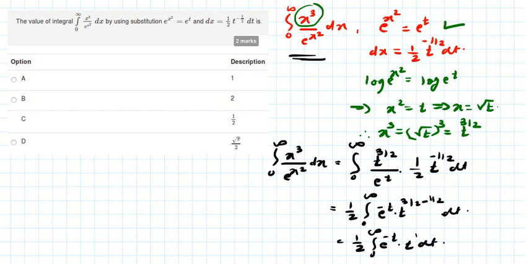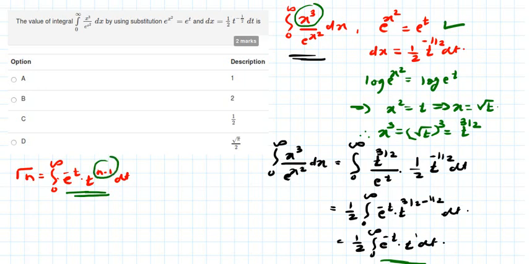Now we know the formula, we know the definition of gamma n. Gamma n is integration 0 to infinity e raised to minus t into t raised to n minus 1 dt. Okay, if we compare the definition of the gamma function with this, you can see the value for n minus 1 is 1. The value for n minus 1 is 1. So this implies n is equal to 2.